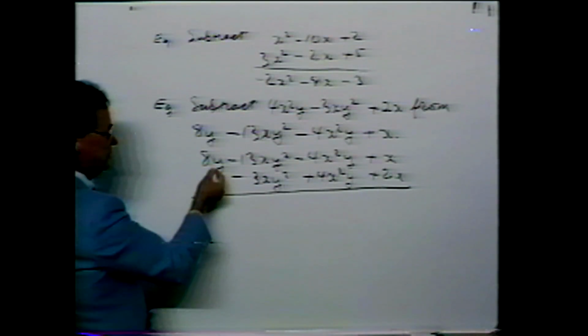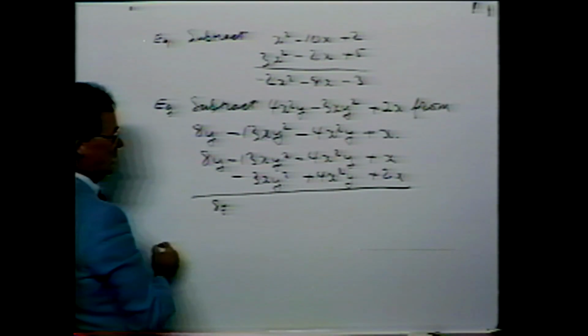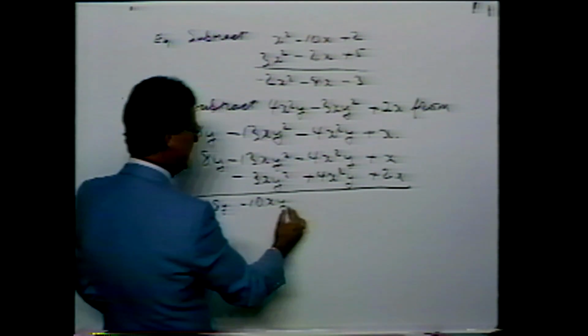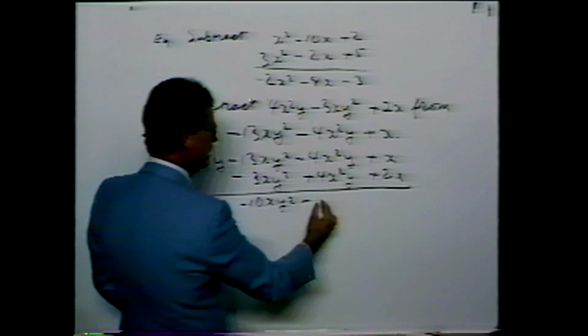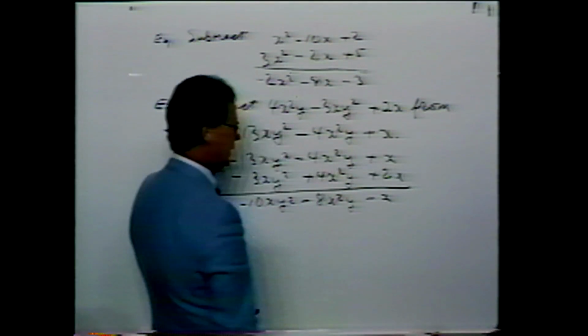When you subtract, we have 8y subtract 0, leaving 8y. Subtract, change the sign and add, minus 10xy squared. Change the sign and add, minus 8x squared y. Change the sign and add, and it's minus x.